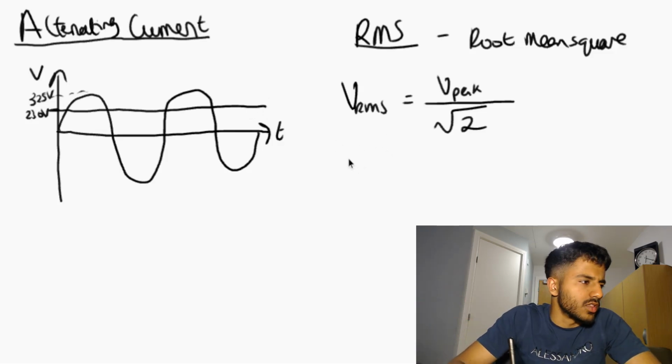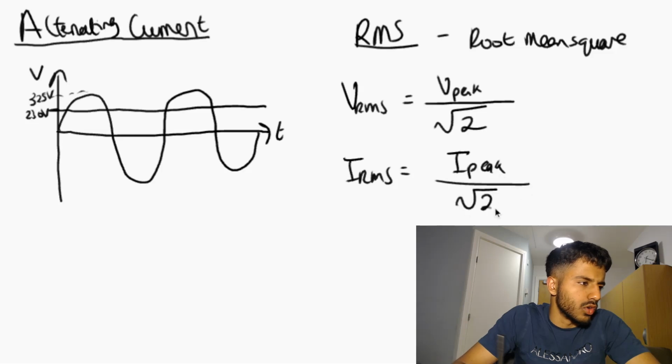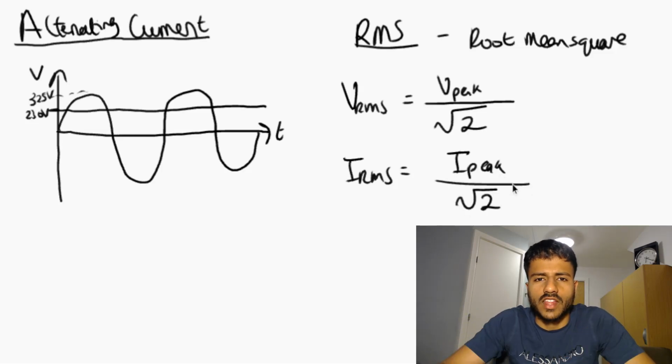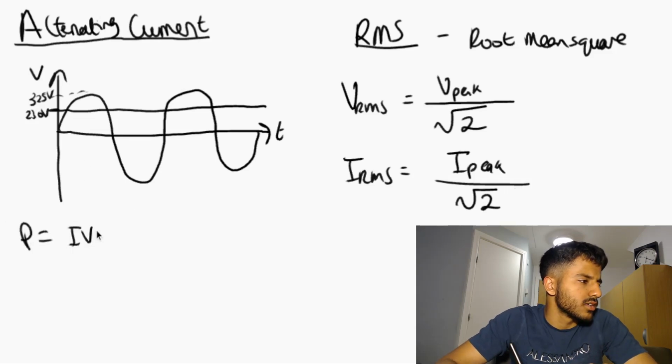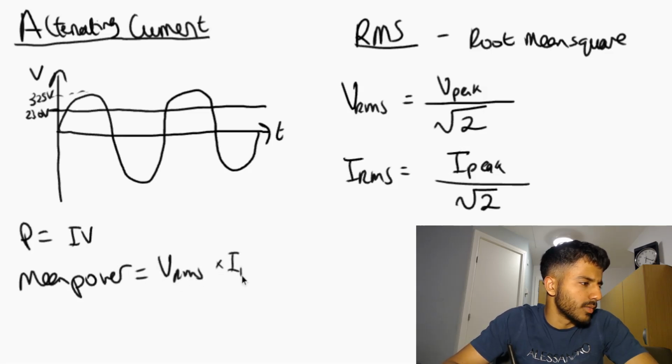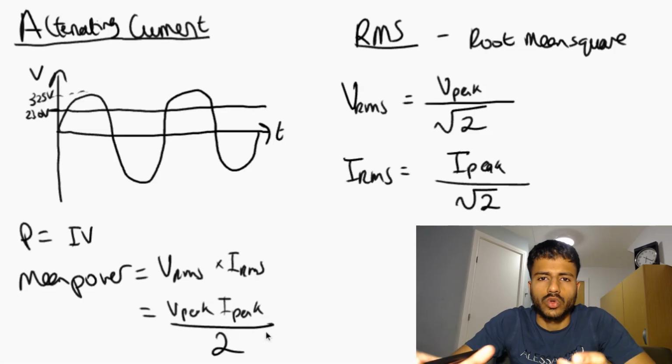And the same goes for current. The RMS current is also equal to the peak on an alternating current divided by the square root of 2. And this root 2 comes from the fact that we are averaging power. We know that P is equal to IV, so the mean power is equal to V_RMS times I_RMS, which is going to be equal to V peak times I peak over 2. So that's where this root 2 value comes from.